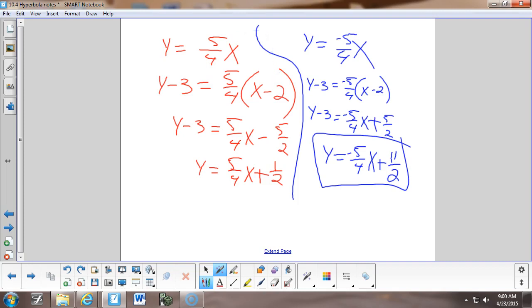But I also need to shift it in the y direction. So I replaced this y with, look at the y value in the original equation. It doesn't say just y squared, it says y minus 3 squared. So I take out the y and I replace it with y minus 3. And then simplify. So I distributed, I have to add 3 to negative 5 halves. 3, by the way, is 6 halves. So negative 5 halves plus 6 halves is 1 half.